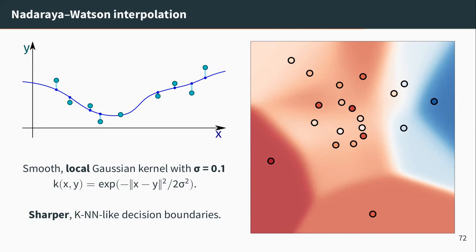Just because two methods are defined using very different equations doesn't mean that they don't behave exactly the same. Okay.